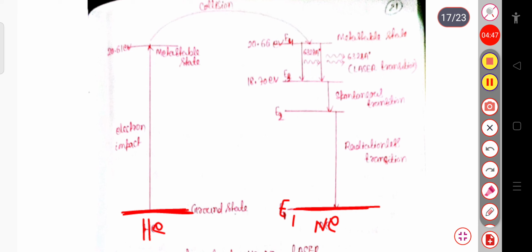Again, this is the metastable state, because here the lifetime of the helium atom is more as compared to that of the normal excited state. So this is your 20.61 eV for your helium atom, and this is your 20.66 eV for your neon atom. This is your metastable state for helium, and this is your metastable state for the neon.